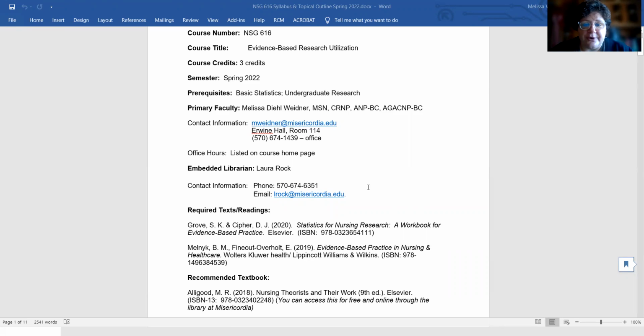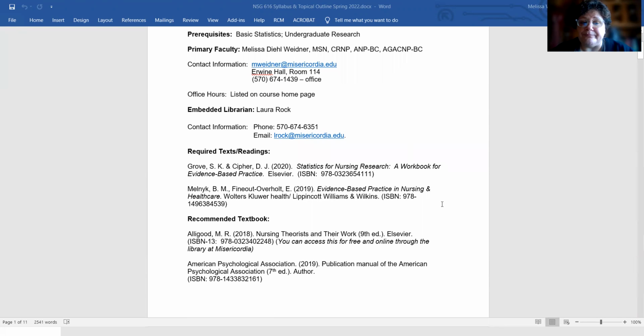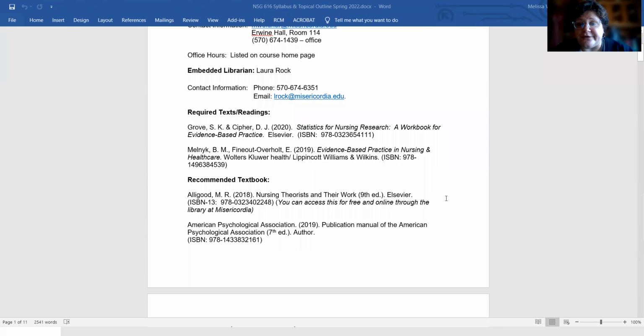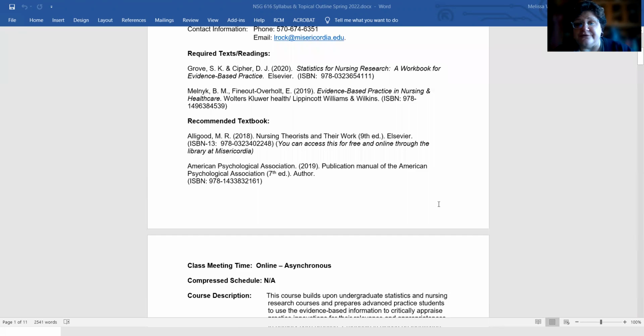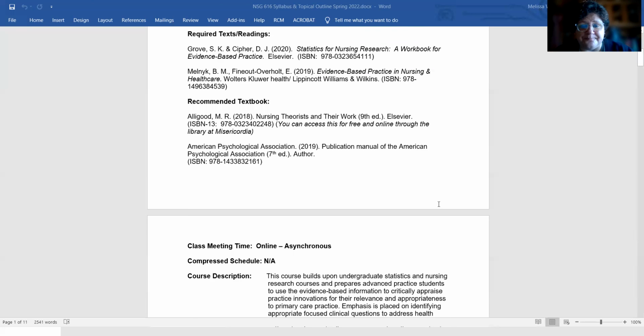And then the Melnyk book will be the foundation of what we will use. The good news is with these books, you will continue to use them in your capstone course and in your DMP courses to help continue to develop these projects. The All Good Nursing Theory book is available through the library, so you don't have to buy that one. And hopefully all of you have an APA 7th edition manual, because that is what all your work is required to be done in.